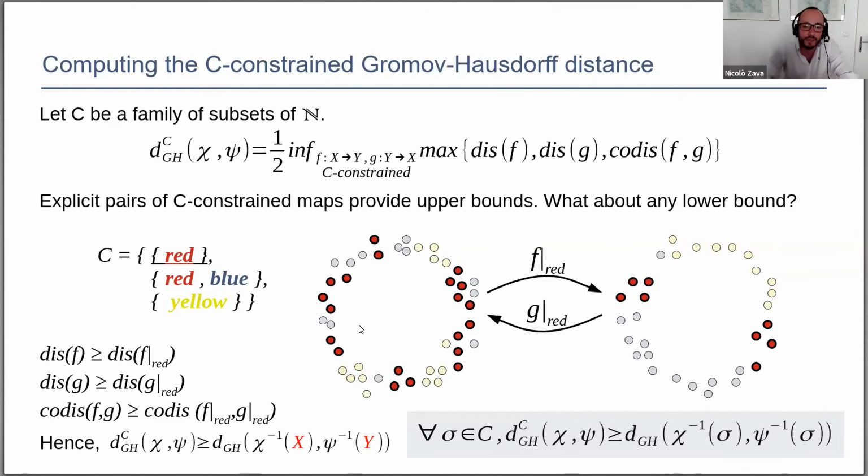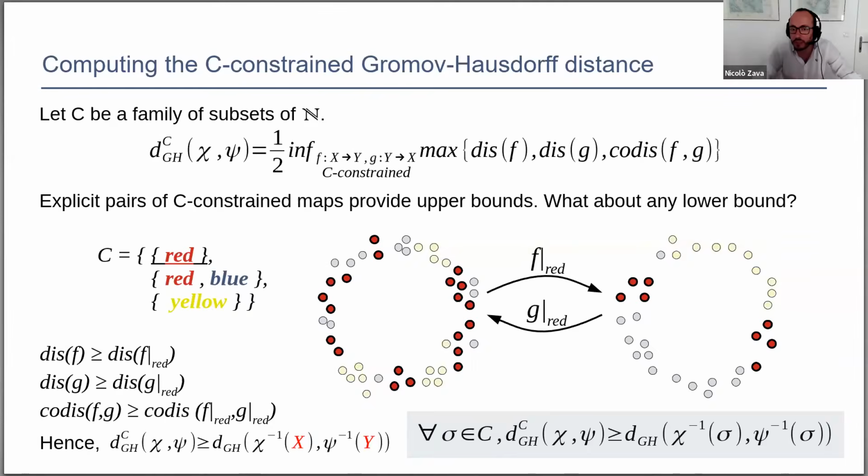And so in particular, the usual Gromov-Hausdorff distance between the red data sets is bounding from below the C-constrained Gromov-Hausdorff distance between the chromatic metric spaces. This can be generalized. It works for every constraint sigma in the constraint set C. The C-constrained Gromov-Hausdorff distance is lower bounded by the usual Gromov-Hausdorff distance between the sigma-colored subsets.